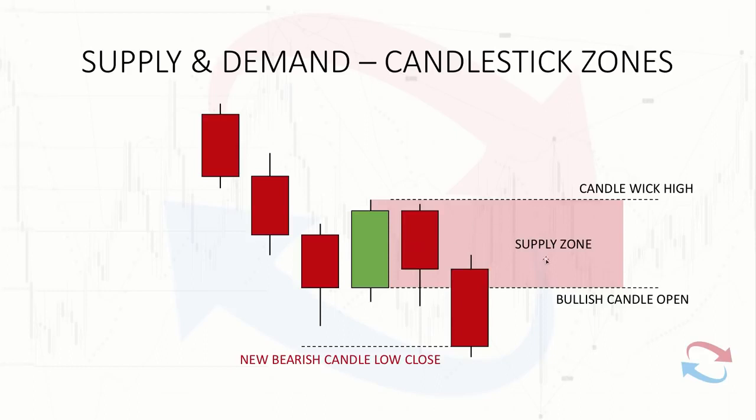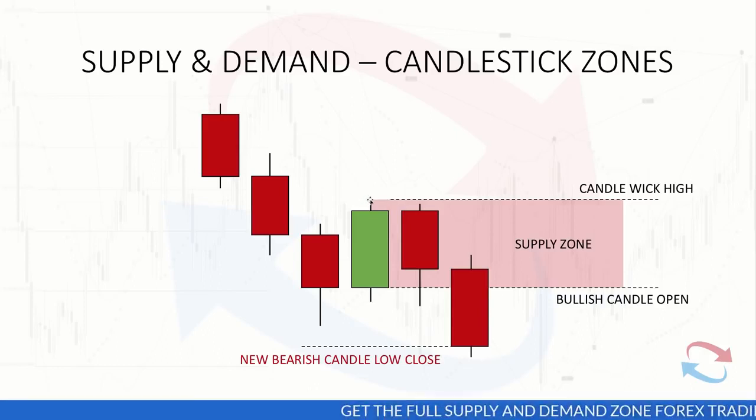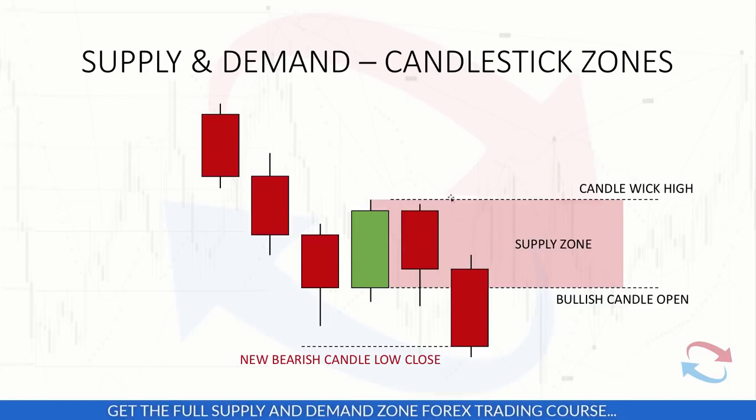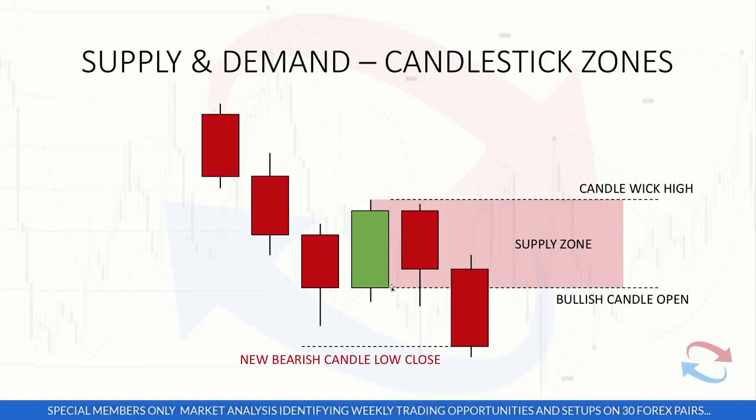And then we draw our supply zone from the bullish candle's open price to the swing high, wherever the candlestick wick is highest. In this case it is the bullish candle. So whatever candle's wick high is highest, that's where we draw the top of the supply zone. But it starts from the bullish candle's open price.